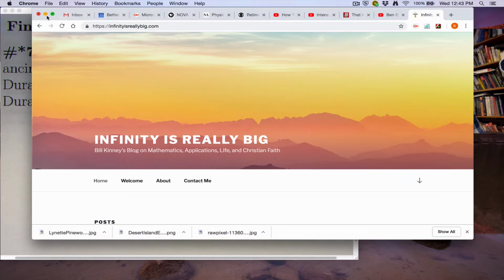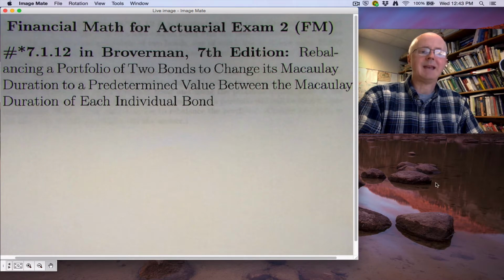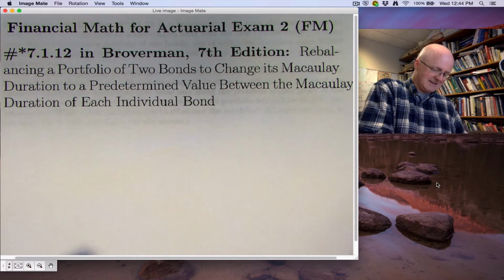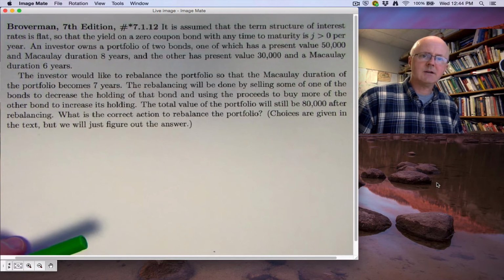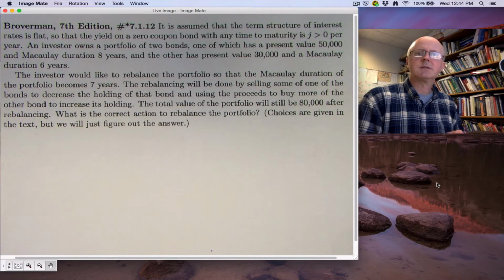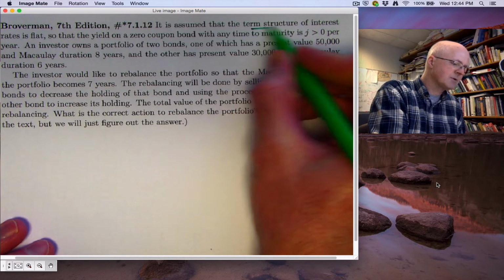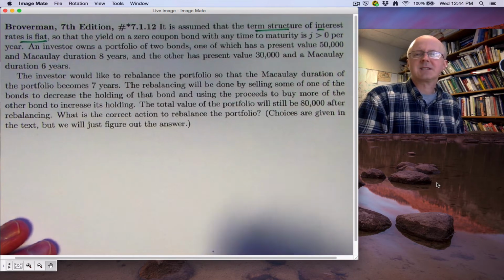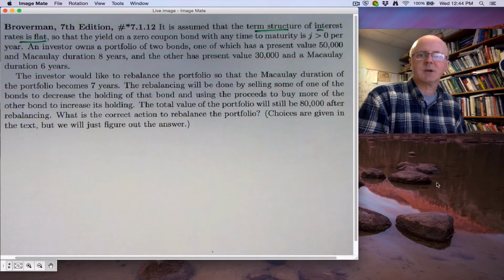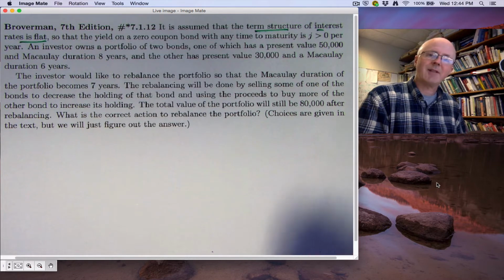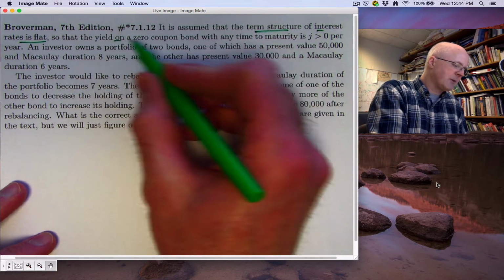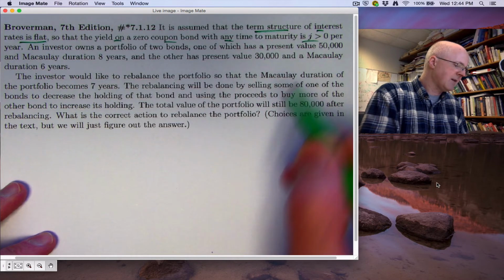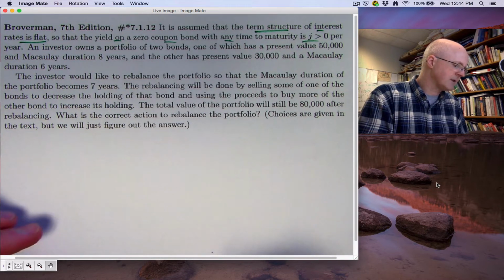All right, let's come back to the problem at hand. So, taking a look at the problem, you can see it's kind of long here. First of all, it is assumed that the term structure of interest rates is flat. Okay, so that's just going to basically say we're in the simplest situation that we typically think about. In the very last video, we did think about term structures a bit, but that's not the usual case for most of the problems on this subject. The yield on zero coupon bond of any time to maturity is J per year. We're assuming these coupons are yearly.